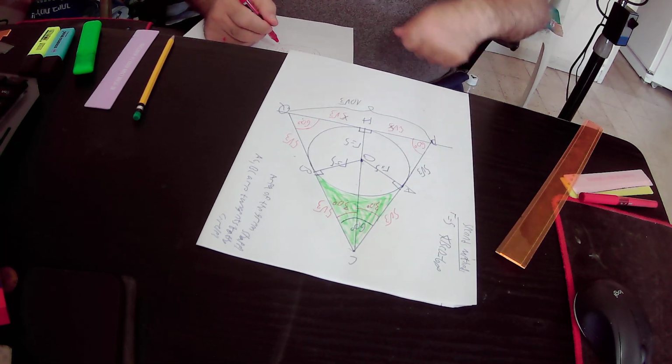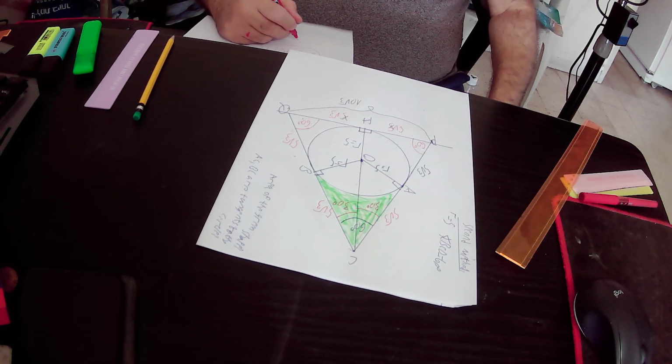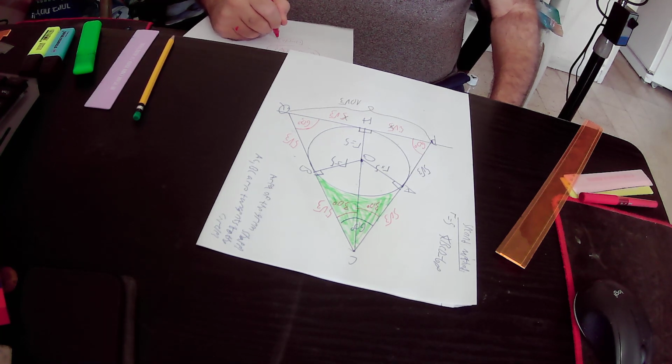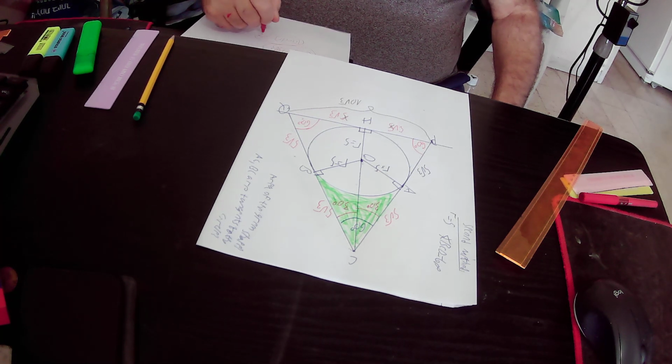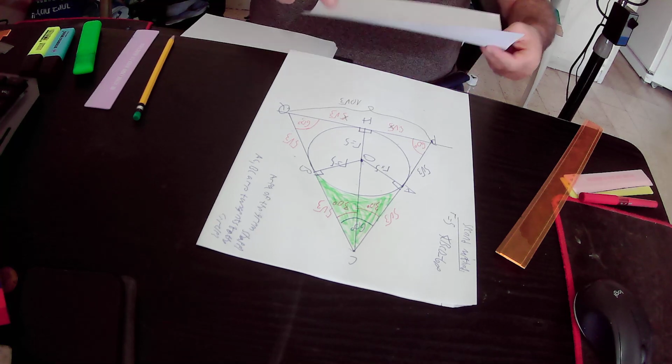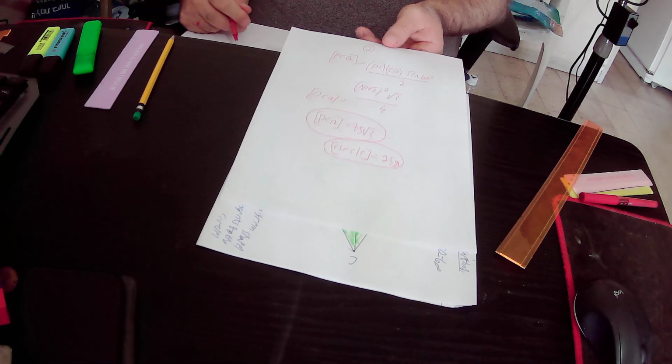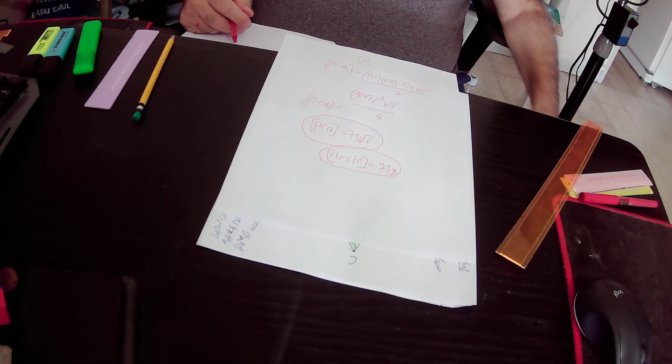And what is the area of the circle? The area of the circle equals pi r squared. And we know that r equals 5, so r squared is 25. So the area of this circle equals 25 pi square units.